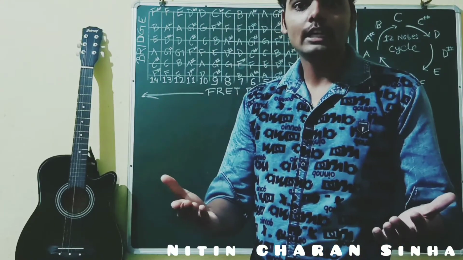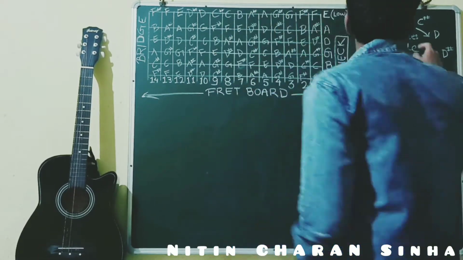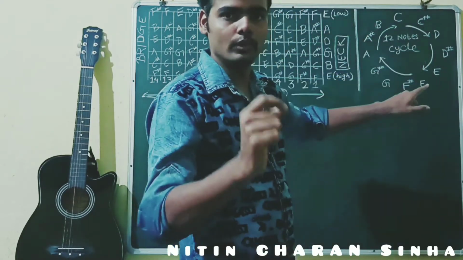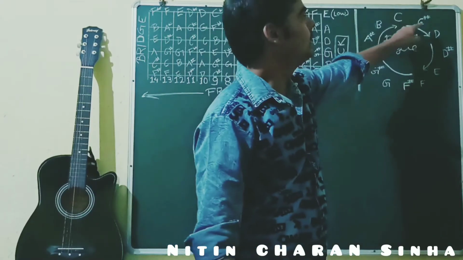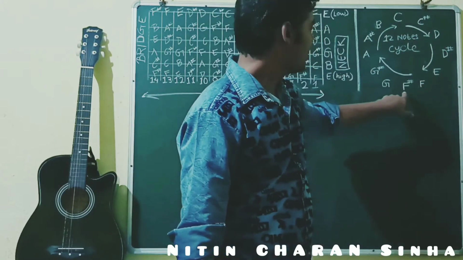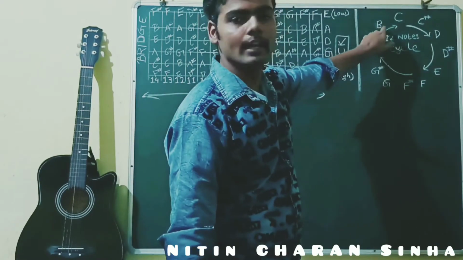As you all can see, I have drawn the fretboard over here along with the notes. This side I have drawn the 12 musical note cycle. The notes start from C, C sharp, D, D sharp, E, F, F sharp, G, G sharp, A, A sharp, B, and come back to C.